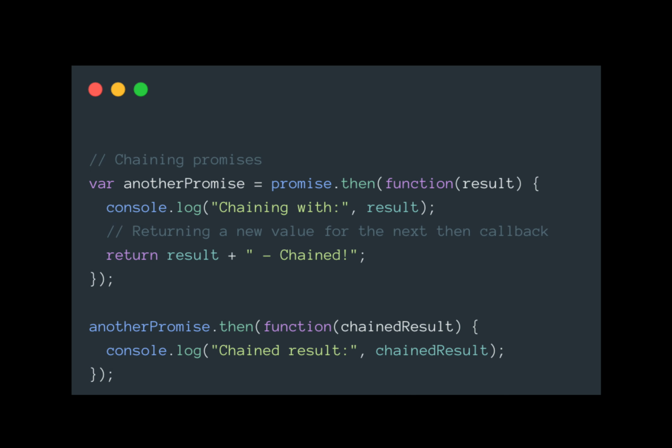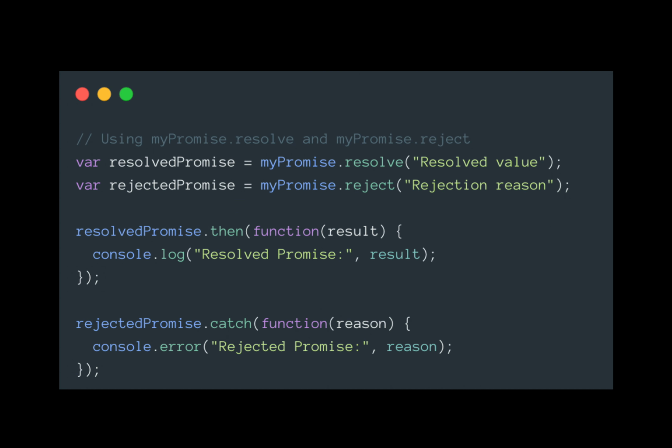Chaining promises. Promises can be chained using the then method. The value returned from one then callback can be passed to the next, enabling a sequence of asynchronous operations. Using MyPromise.resolve and MyPromise.reject, you can also create pre-resolved and pre-rejected promises. These methods return promises that are immediately resolved or rejected.